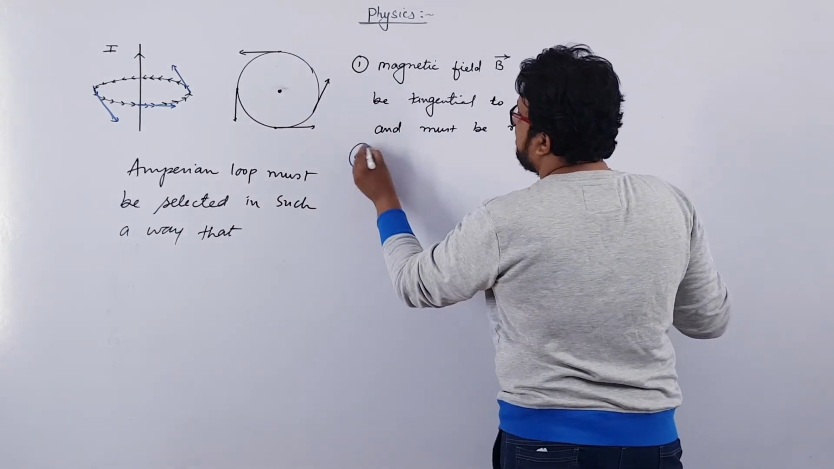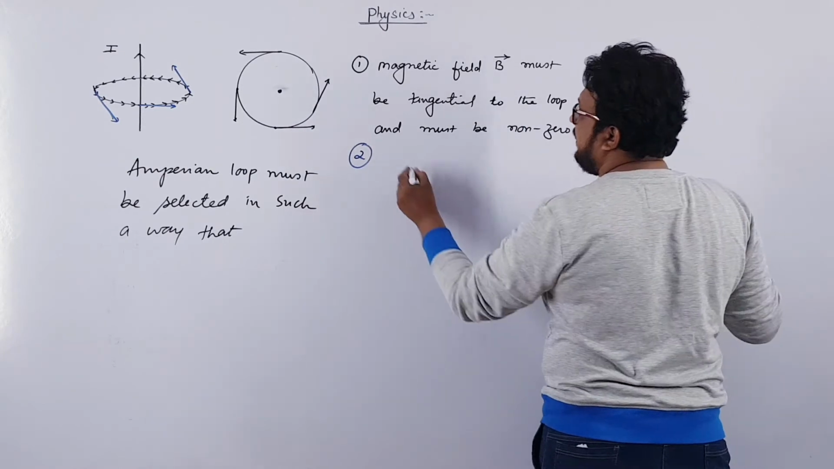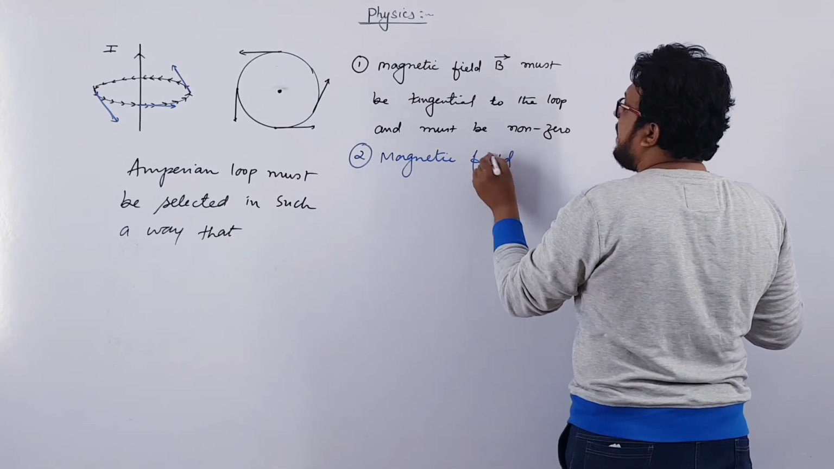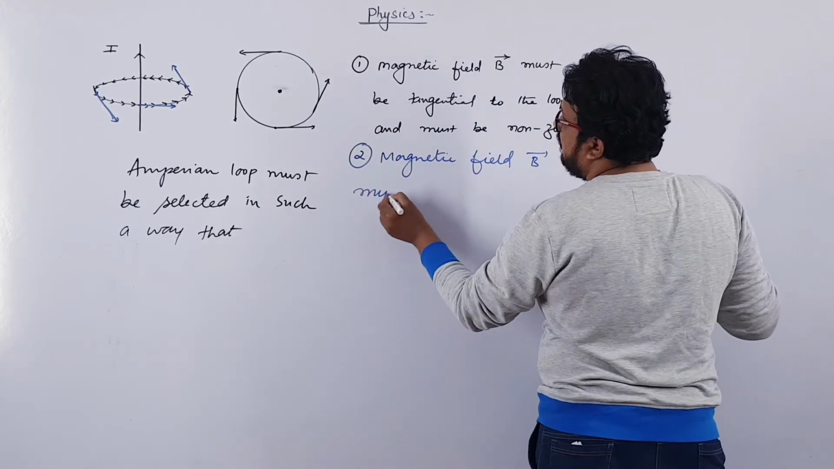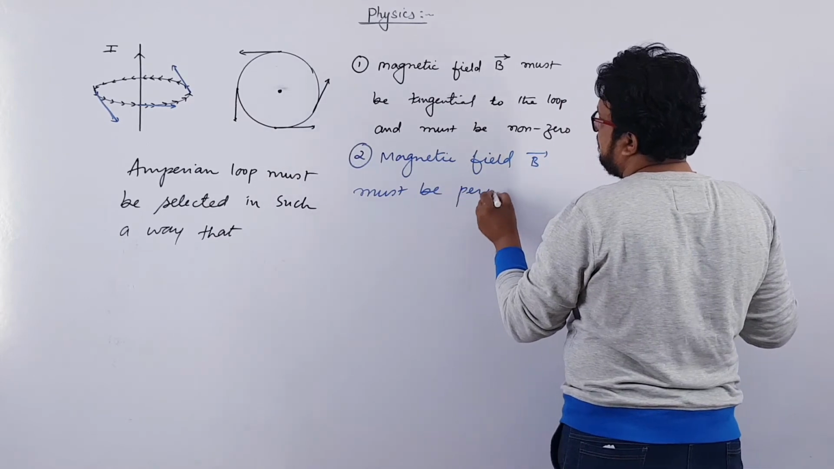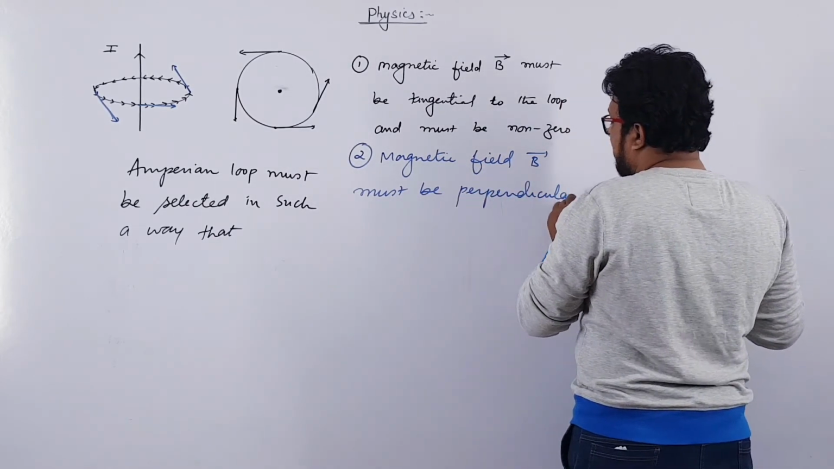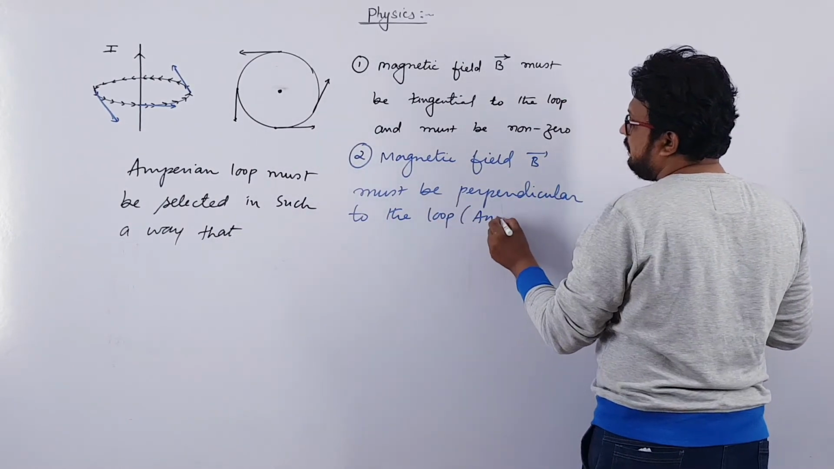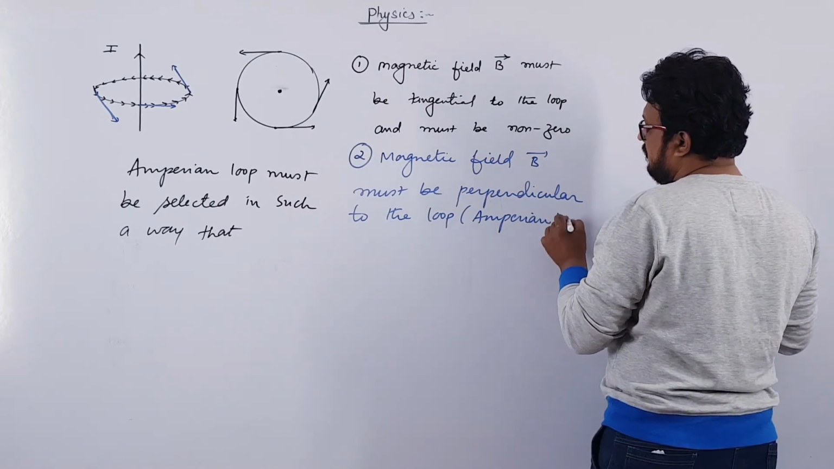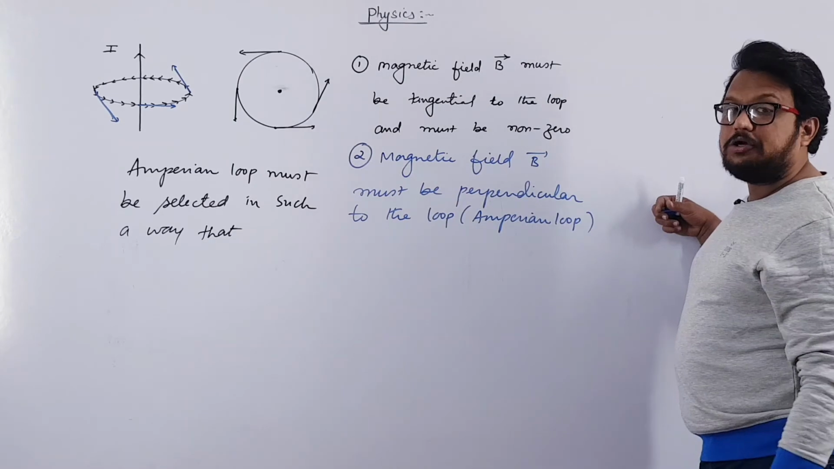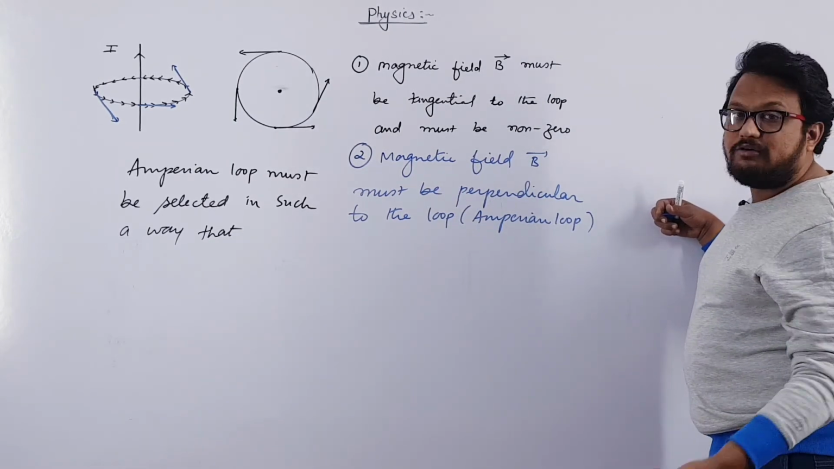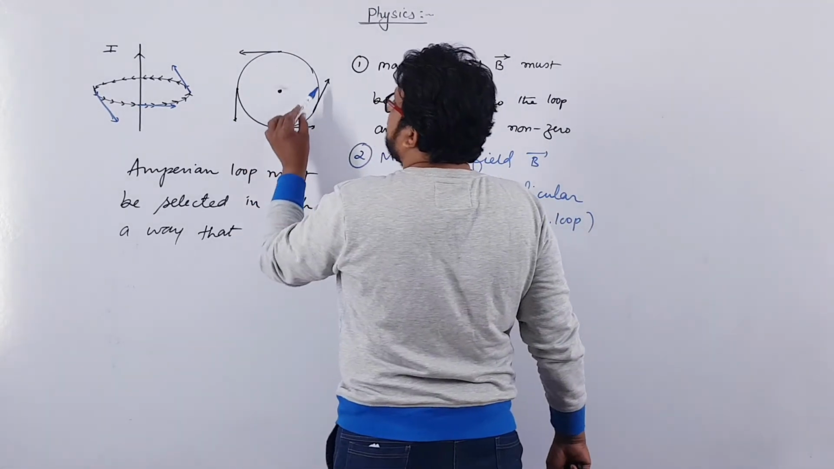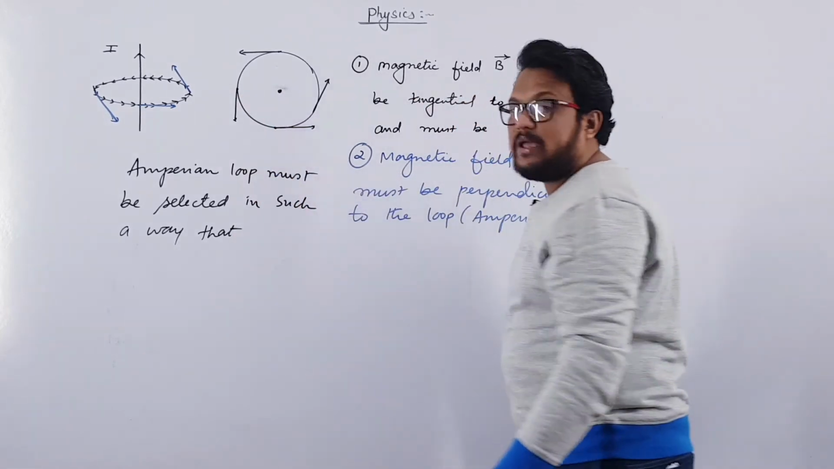The second one is, if the magnetic field B is not tangential, then the magnetic field must be perpendicular to the Amperian loop. It will make our calculation easier, right? Here the magnetic field is tangential to the current carrying wire, right? So the magnetic field and the Amperian loop both will be in the same direction, so the angle will be 0 and cos 0 will be 1.